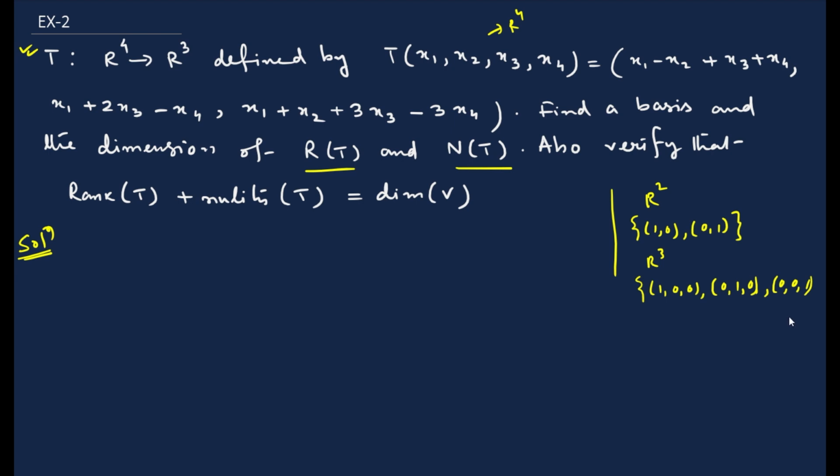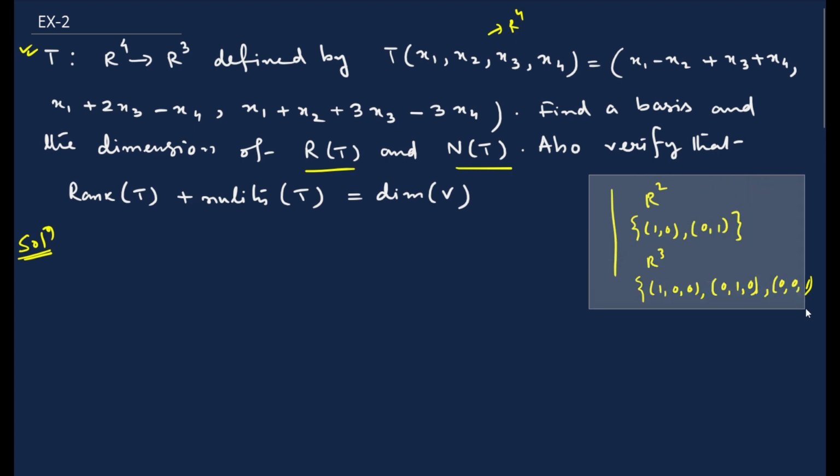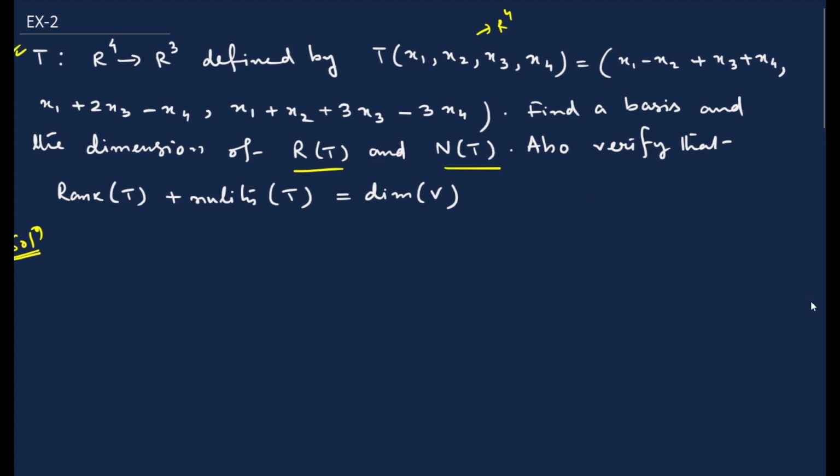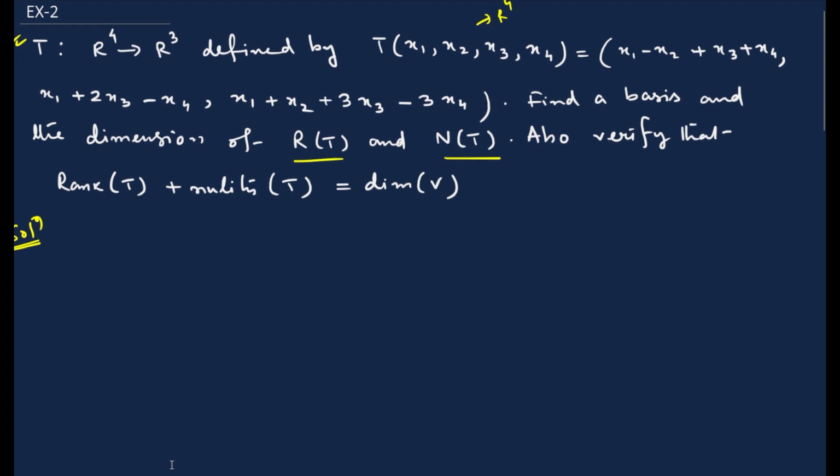Okay, so in almost all the problems you just have to check whether it's 2-dimensional, 3-dimensional or 4-dimensional. According to the dimension you have to take the standard basis. So here, since we have R to the power 4, our standard basis will be 4-dimensional.